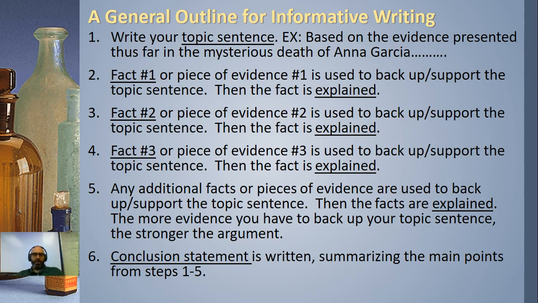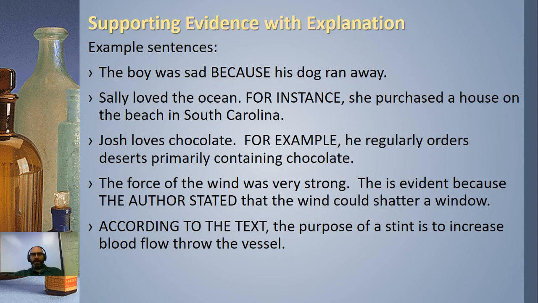End of paragraph. Really and truly, at the minimum, if you're writing this, you have 1 sentence for your topic, 1 sentence for your fact number 1, 1 sentence for explanation, 1 for fact 2, 1 for explanation, 1 for fact 3, 1 for explanation, and a conclusion sentence. That's 8 sentences. Really and truly, at the minimum, you would have to write in order to get this done effectively. So then I always have kids ask me, well, how do I start a sentence of supporting evidence?